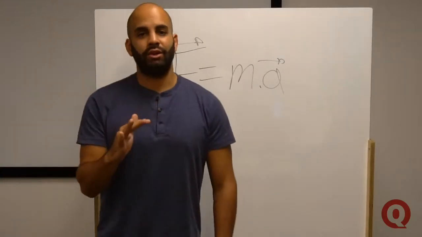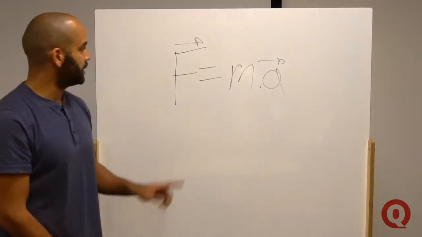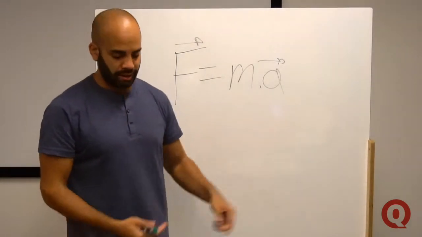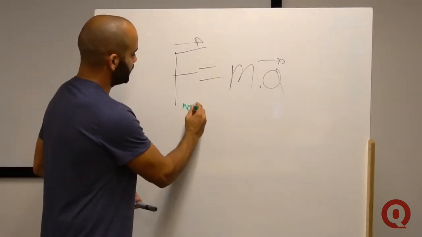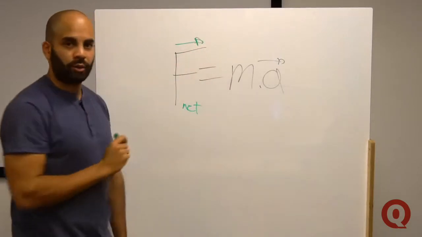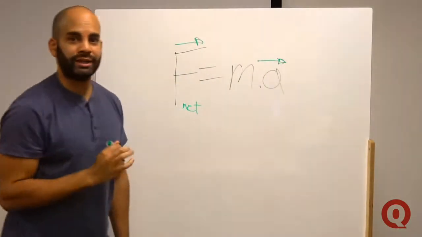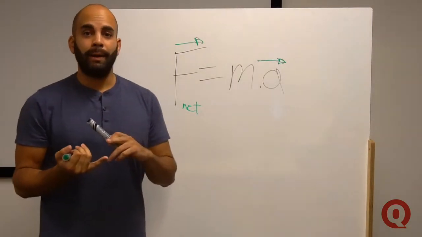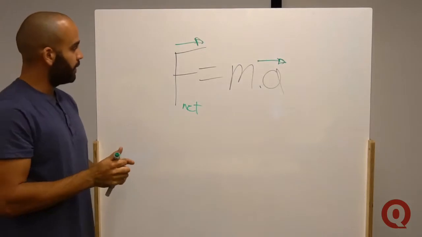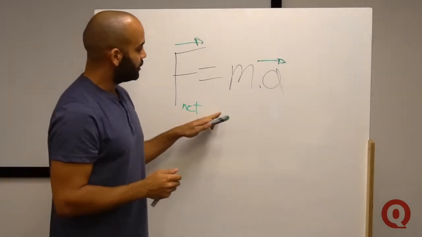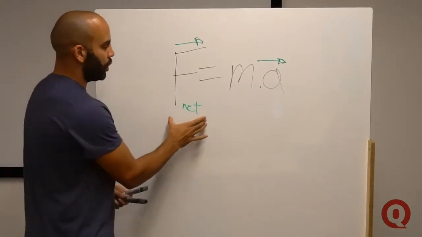So Newton's second law is very simple and has three known variables, F equals ma. I've denoted that the force, or the net force, is a vector quantity, and acceleration is also a vector because it has magnitude and direction.